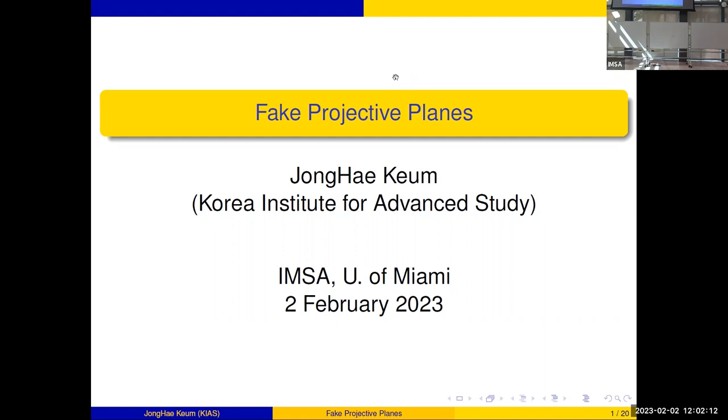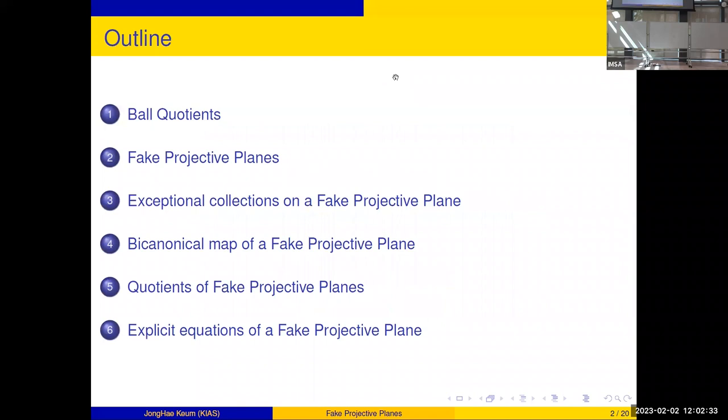Well, okay, so I will talk about fake projective planes. Recently, we have seen big progress. Here's the outline: quotients and fake projective planes, exceptional collections and the bicanonical map, and some structural quotient of a fake projective plane, and explicit equations of a fake projective plane.